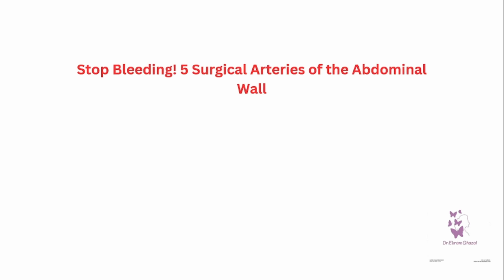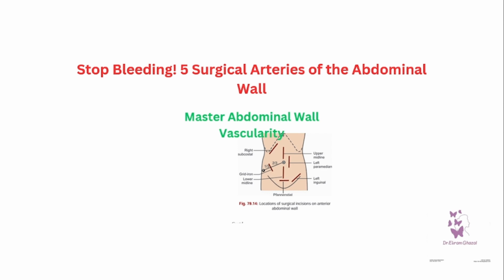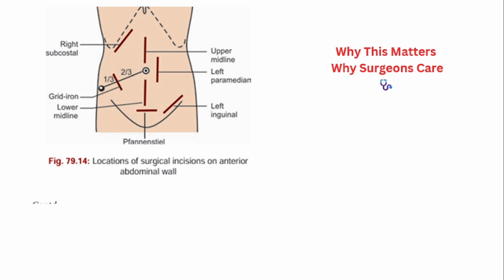Continue our series of smart surgical anatomy: stop bleeding. There are 5 surgical arteries of the abdominal wall. How will we master the abdominal wall vascularity? Why does this matter? Why do surgeons care?